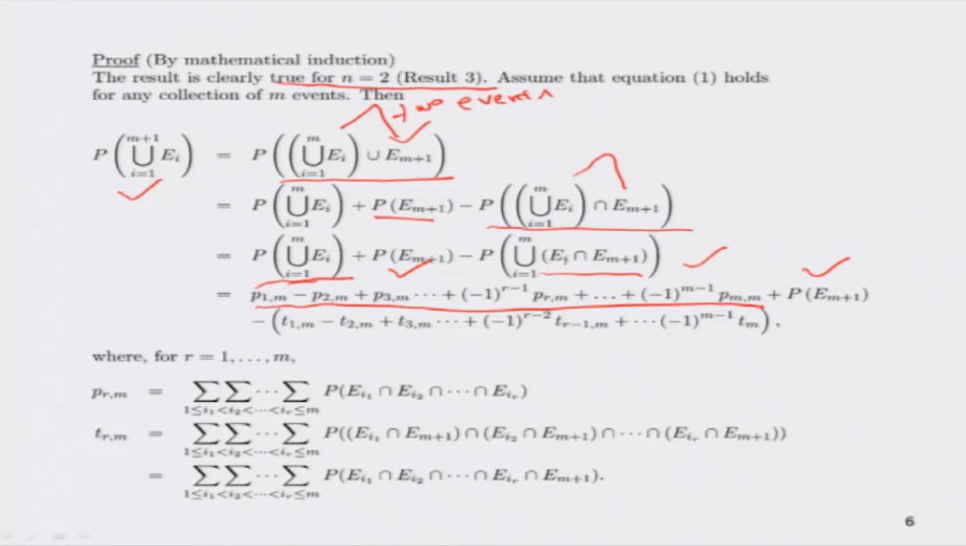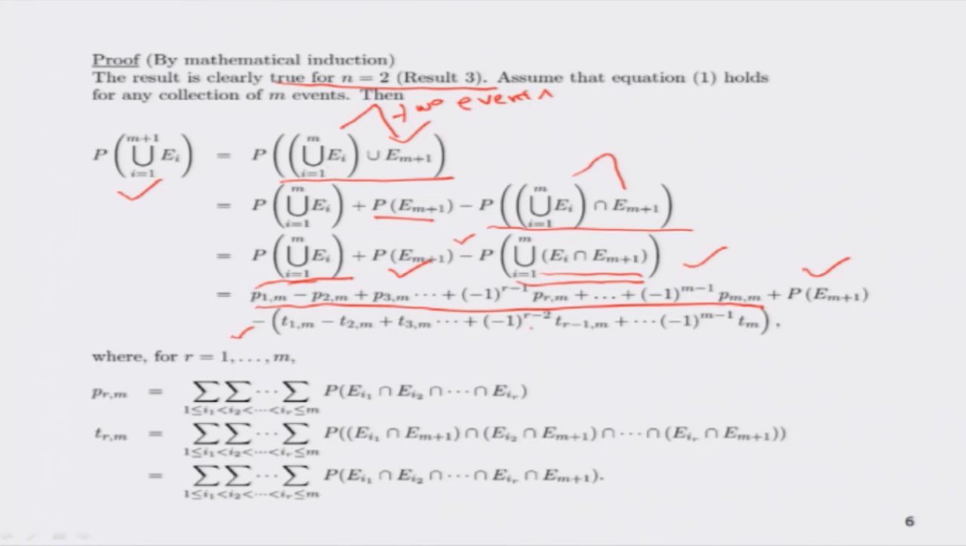Now I apply this result for m events over here also. So minus remains outside. Then the union of m events would be T_1,m. I'm using a different notation now, T, because the events involved are different. T_1,m minus T_2,m plus T_3,m ... plus minus 1 to the power r minus 2 T_r minus 1,m ... minus 1 to the power m minus 1 T_m,m.